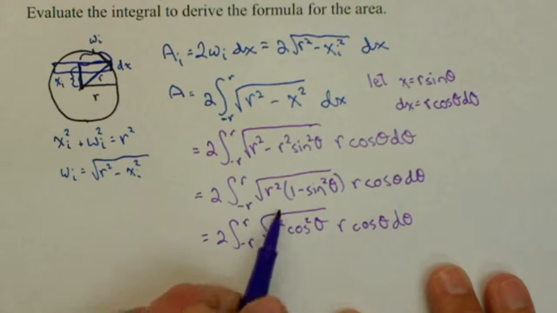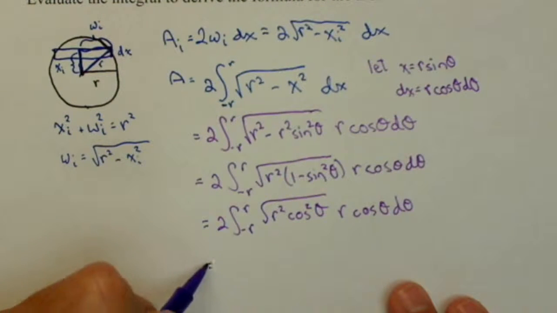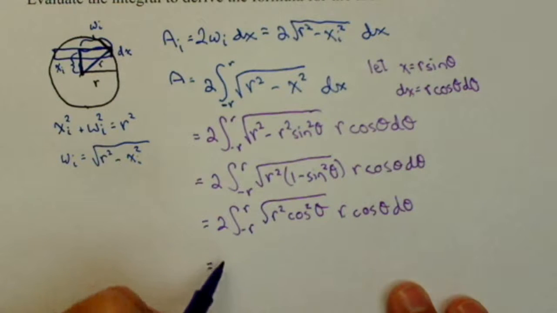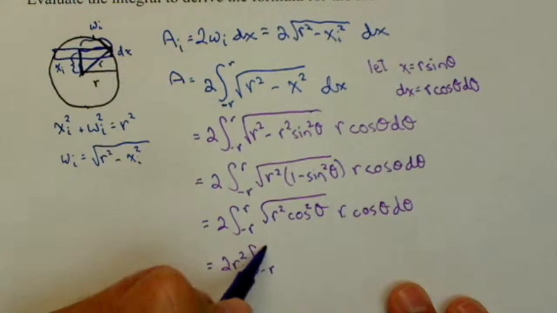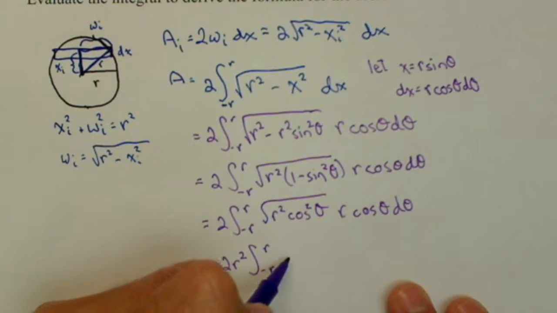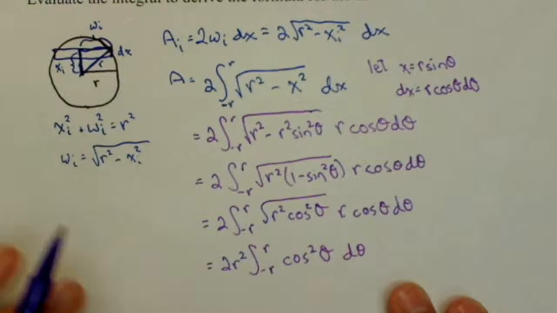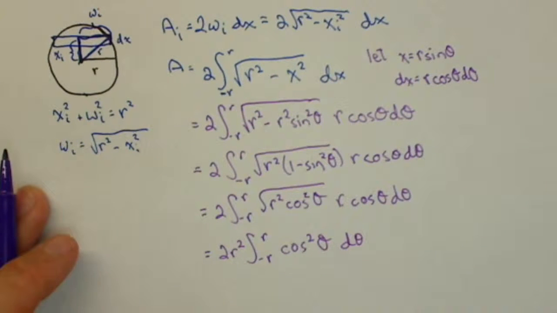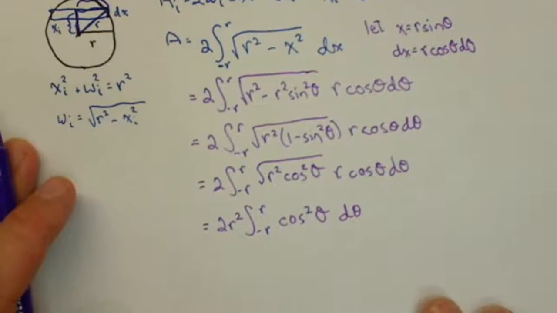Because these are both squared and we're square rooting them, those are essentially going to cancel each other out. And I'm going to have an r and an r from there, so I'm going to pull those out front, so 2r squared, negative r to r, this will become cosine times that cosine, cosine squared theta d theta.